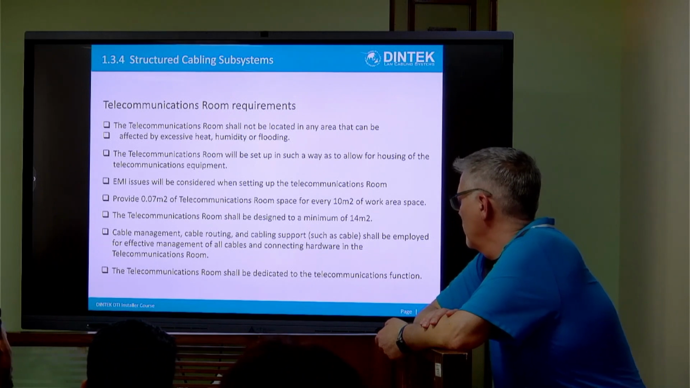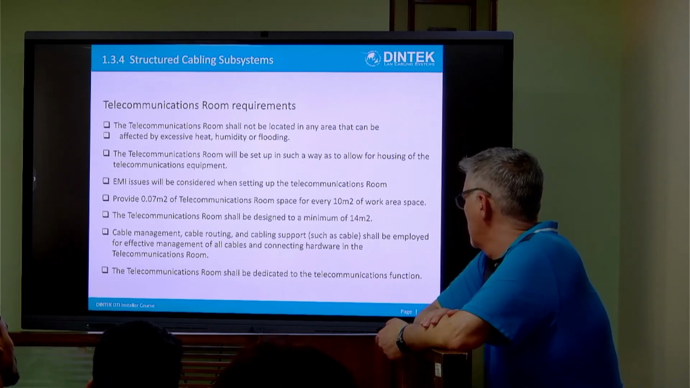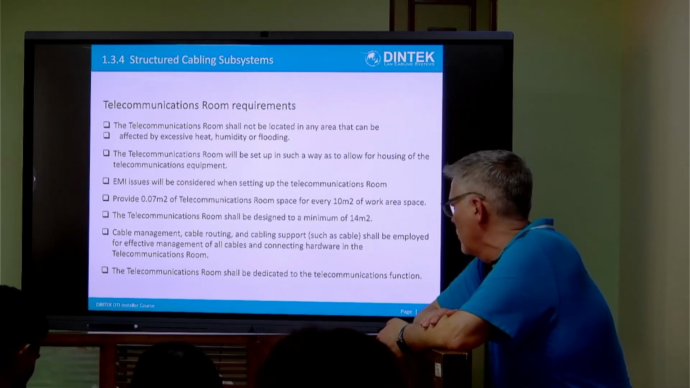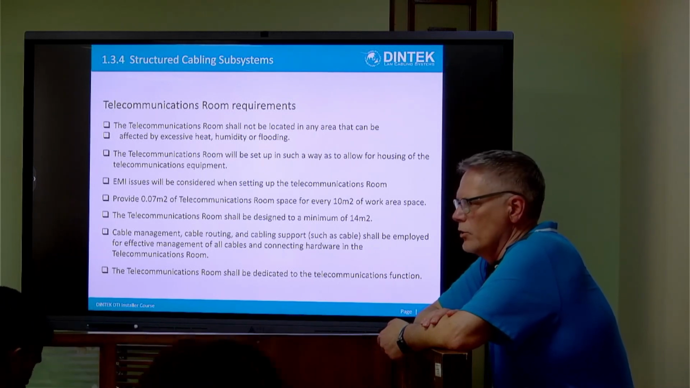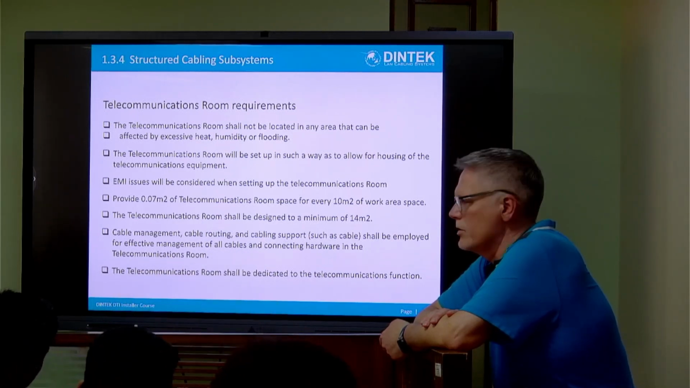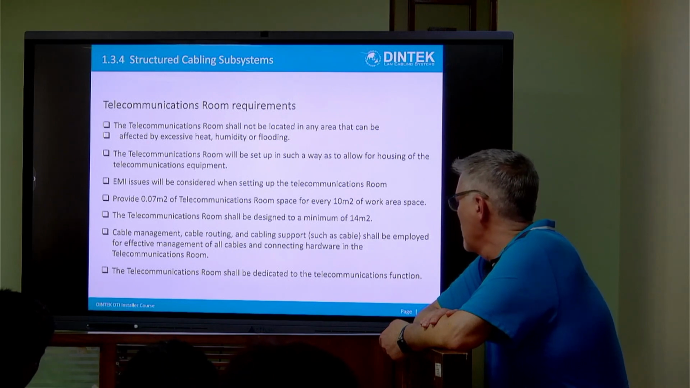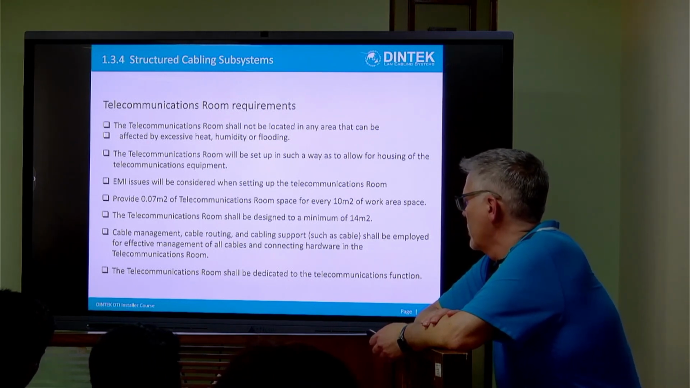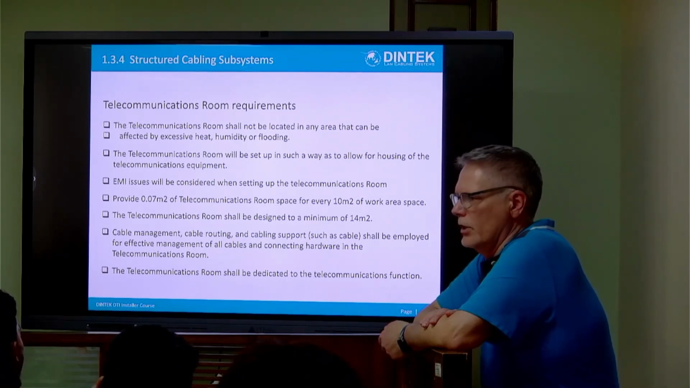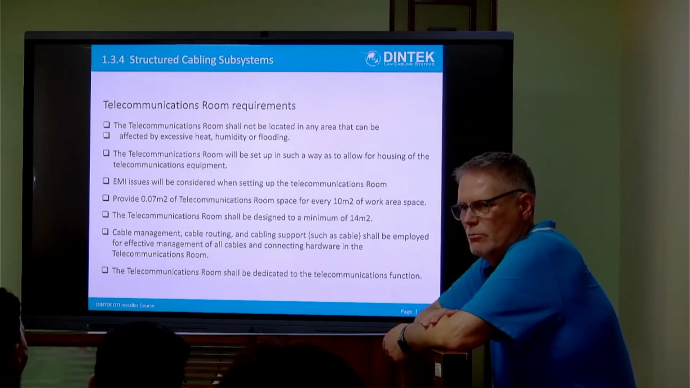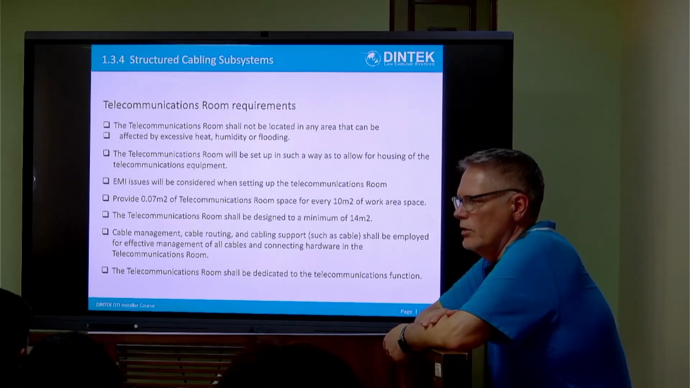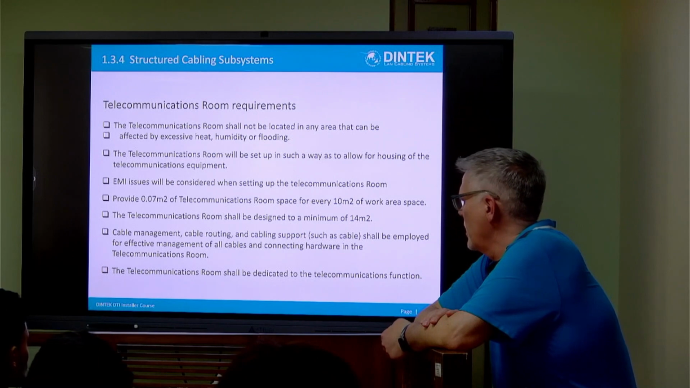Cable route management, routing, and cabling support such as supporting cables shall be employed for effective management. So cable running in there should have cable trays, cable management in the cabinets, things like that. And if it's an actual telecommunications room, it should be dedicated to the telecommunications function. It shouldn't be the tea and coffee room, cafe, or the broom cupboard. It needs to be dedicated to that function.